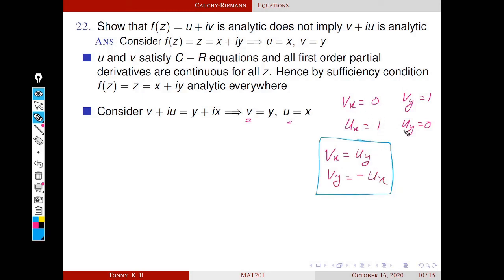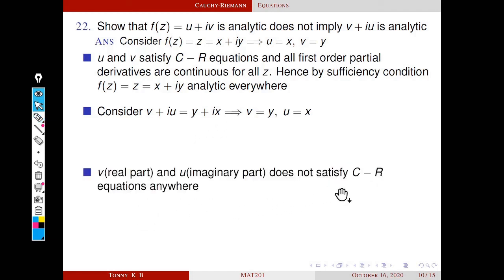Clear that vx is equal to uy. These two are equal. But what about vy equal to minus ux? This is not true. So v plus iu does not satisfy the Cauchy-Riemann equations at any point. So y plus ix is nowhere differentiable. So it is nowhere analytic. So v and u do not satisfy their equations anywhere. So v plus iu is nowhere analytic. So for this example, u plus iv is analytic, but v plus iu is nowhere analytic.